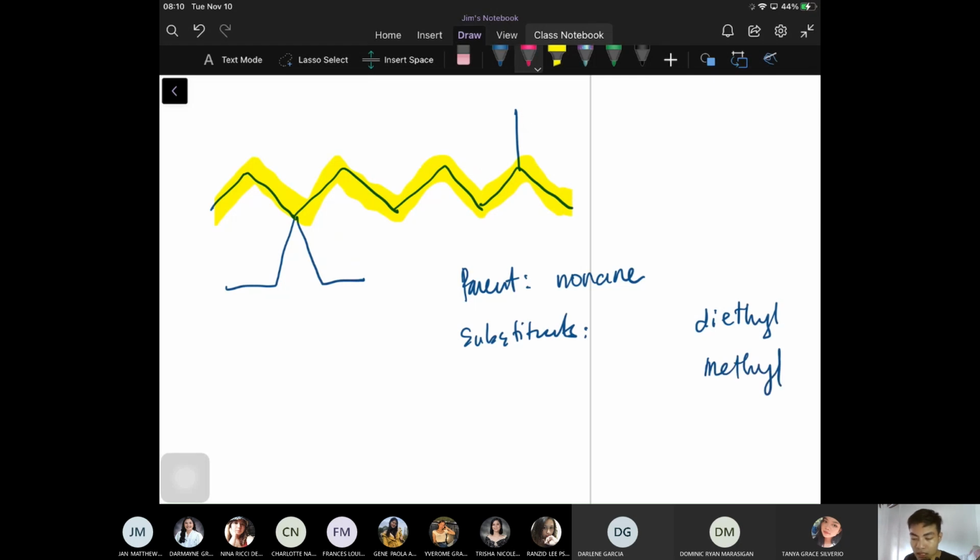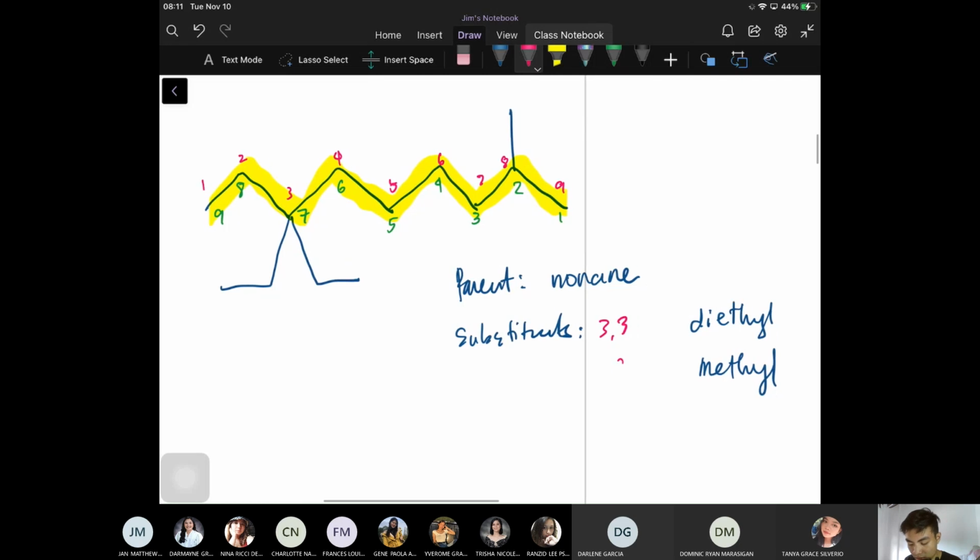Okay? So in numbering your carbon atoms, you can do it left to right or right to left, no? So pag left to right, yung pink. Right to left yung green. Okay? So yung pink, ang kanyang magiging numbers ay 3, 3 and 8, no? So 3, 3 for the diethyl. Again, kailangan i-comma yung dalawang numbers, no?